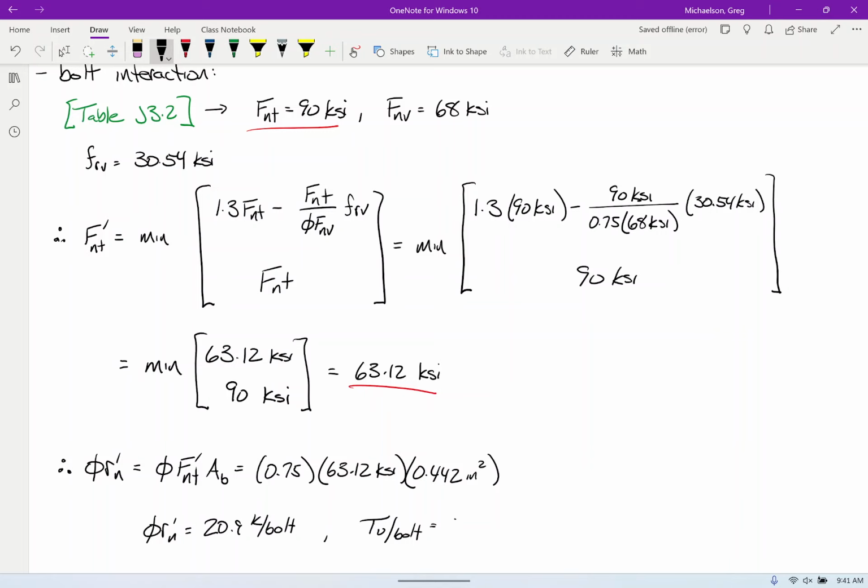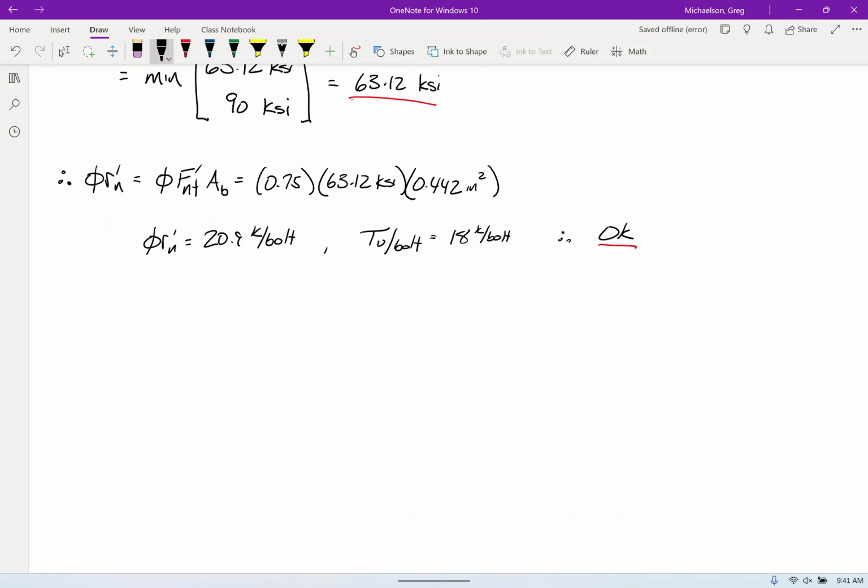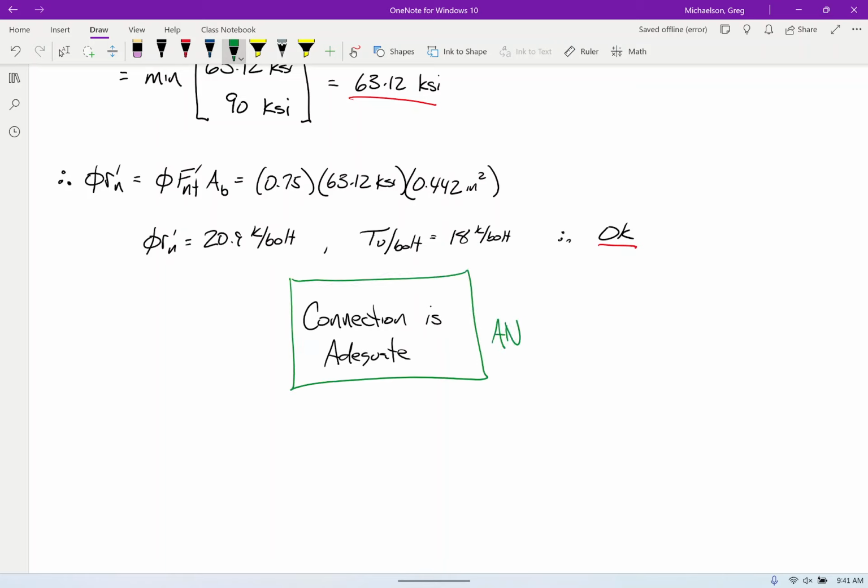And what is the tensile load per bolt? 18. So what does that mean? We're good. So what is the answer to the problem? The connection is adequate. Okay?